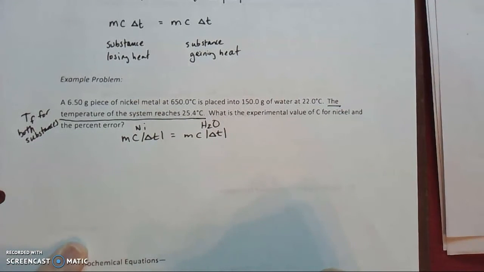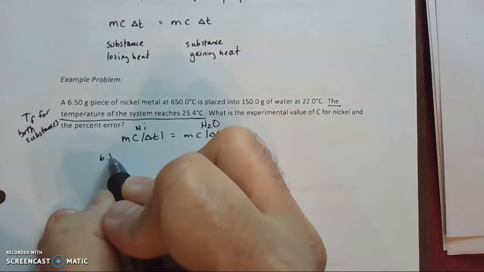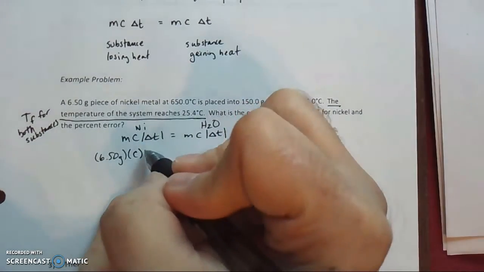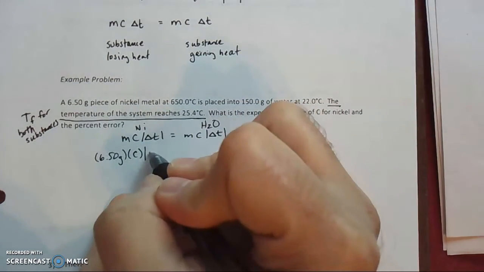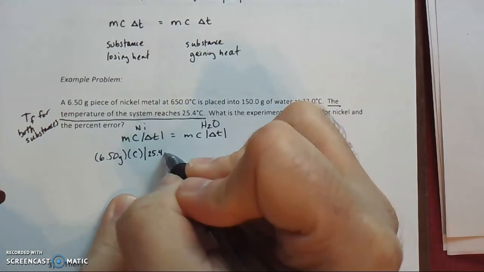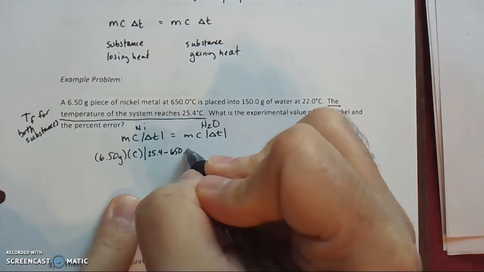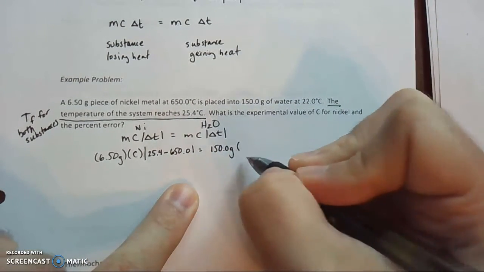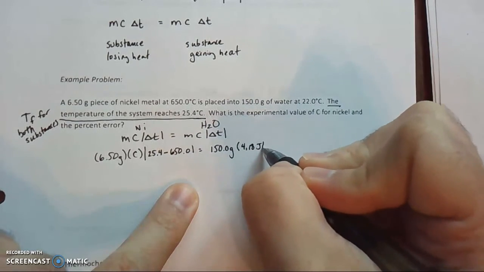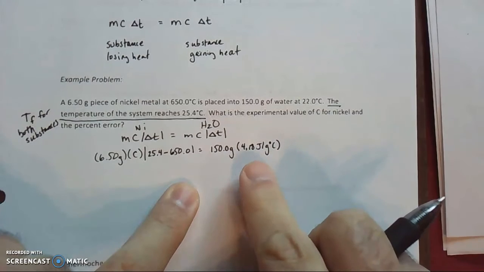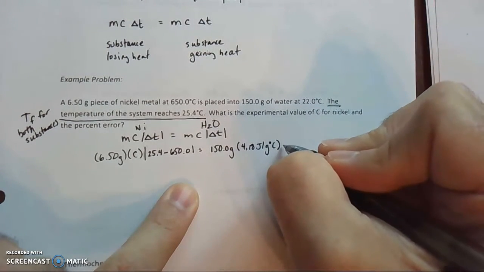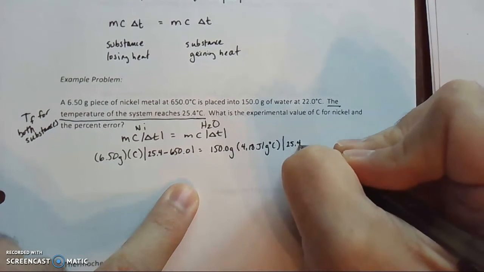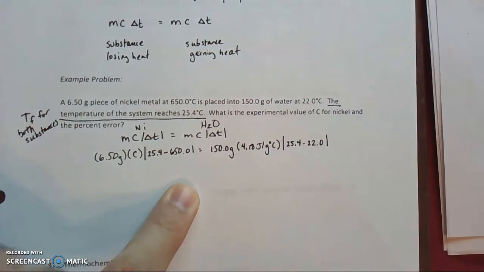So all we have to do is put in our values. The mass of nickel is 6.50 grams. We're looking for C for nickel, and the absolute value, our final temperature for the metal was 25.4, and our initial was 650.0. The mass of water is 150.0 grams. C for water is 4.18 joules per gram degree Celsius. You need to know that value. And then the absolute value of the temperature change, the final temperature 25.4 and initial was 22.0.